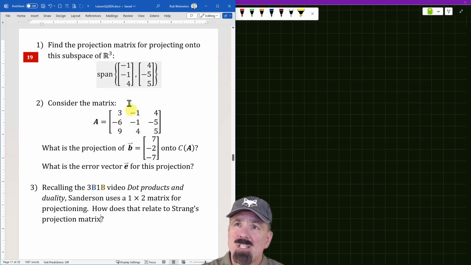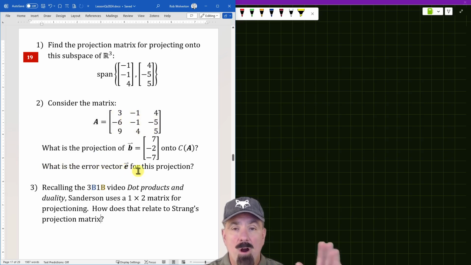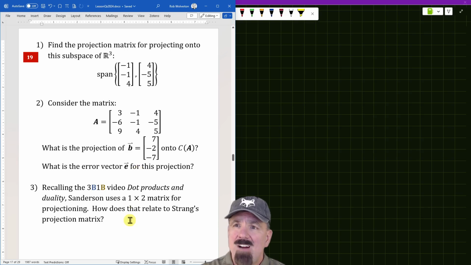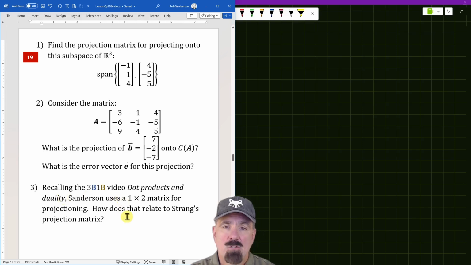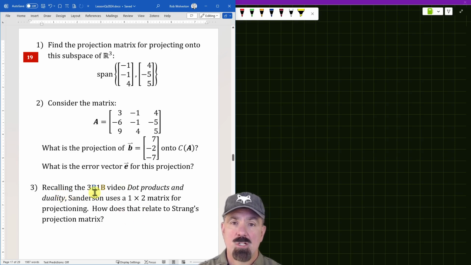Here's a matrix, and notice that the last two columns of this matrix are the same as these two vectors here. The question is, what is the projection of this vector onto the column space of A? So we want to find the projection matrix onto the column space of A. And then the question is, what is the error vector for our projection? Finally, you have a Sanderson video for today's lesson, which is video number 9, dot products and duality. In that video, Sanderson talks about projections. He talks about the dot product and how it is interpreted as projections. So you can address this question using that video.